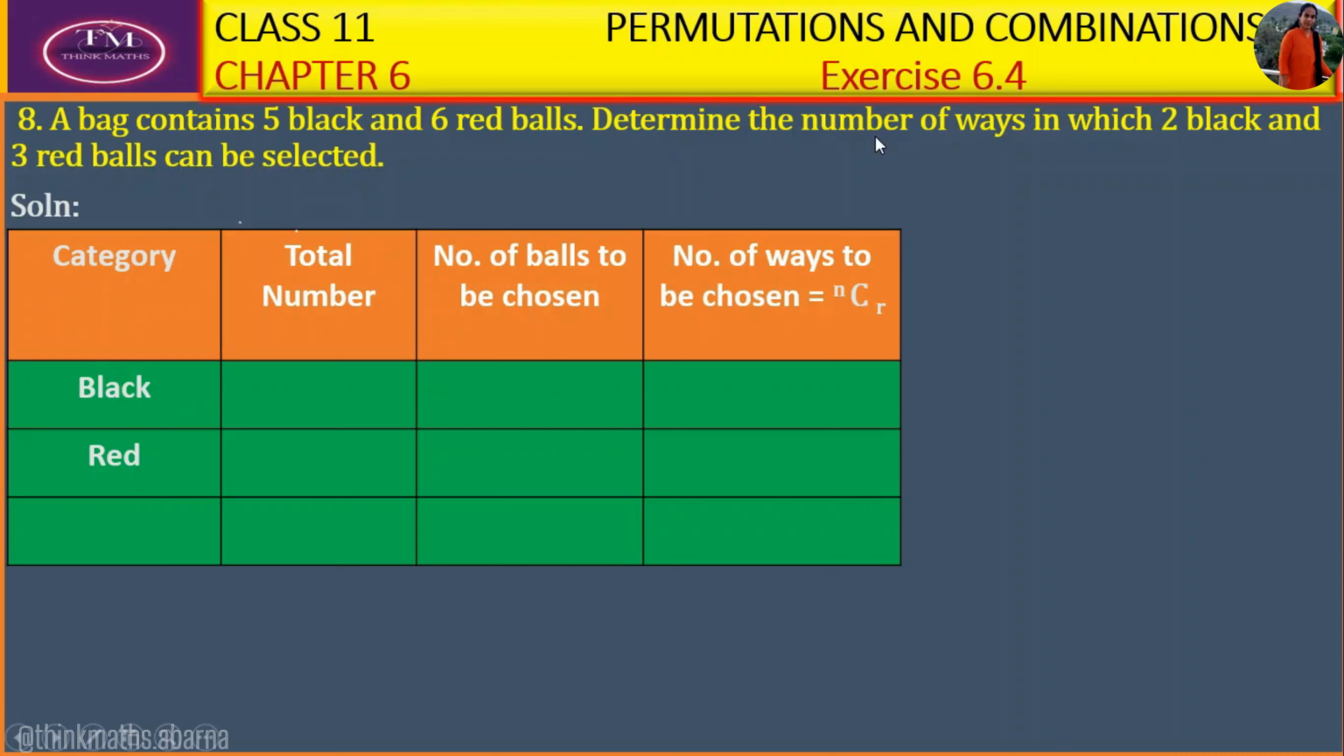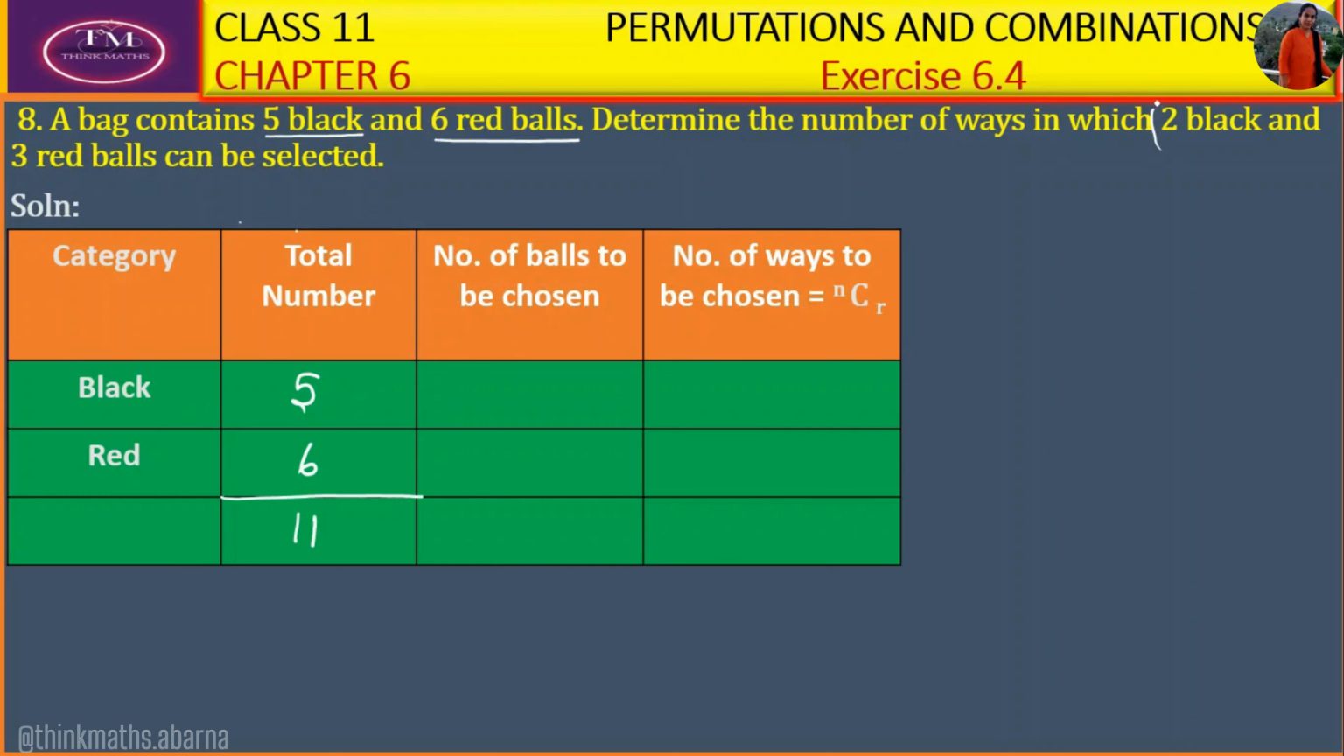We have to choose two black balls and three red balls. So how many black balls are there in total? In total we have 5 black. How many total red balls? 6. So what is 5 plus 6? It is 11.